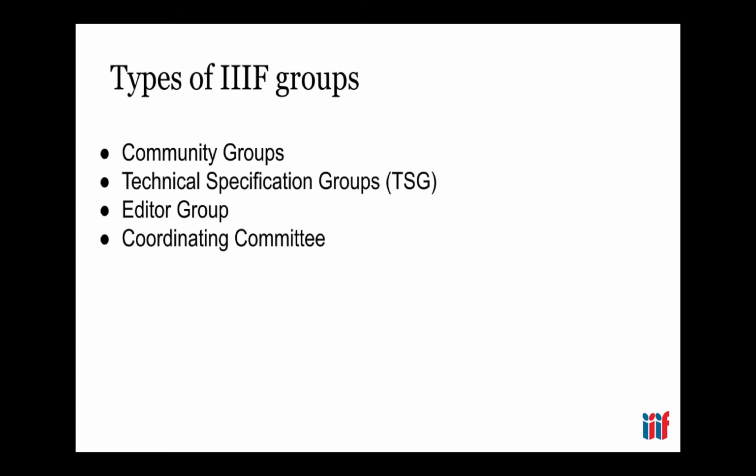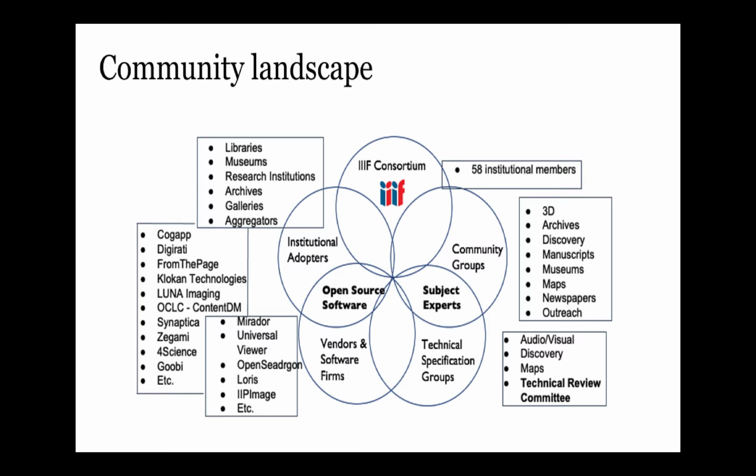So there are several types of groups in the IIIF community. First are the community groups, then the technical specification groups, the editors, and the coordinating committee. I'll go into what each of these groups does a little bit more deeply. But first, while we're looking at the community at a high level, here's a diagram that attempts to show you the many different ways that groups of people work together in the IIIF community. It's complicated. There's a lot of intersecting things, a lot of different topics and people and projects. But overall, it's important to note that there's this kind of crazy overlap across the groups. They're collaborative. They involve people with different areas of expertise in many different capacities.